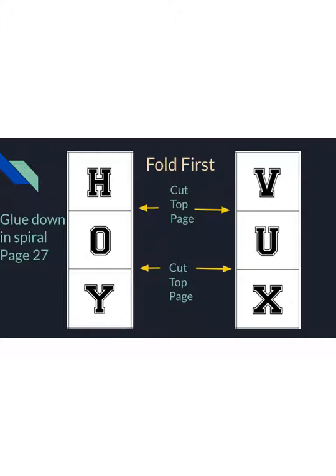So the first thing I need you to do is take those blue papers and fold them in half so you just see the HOY and the VUX. And then we're going to cut just the top page in between the H and the O and the O and the Y. And the same thing for between the V and the U and the U and the X. Making sure that you keep the back side whole.